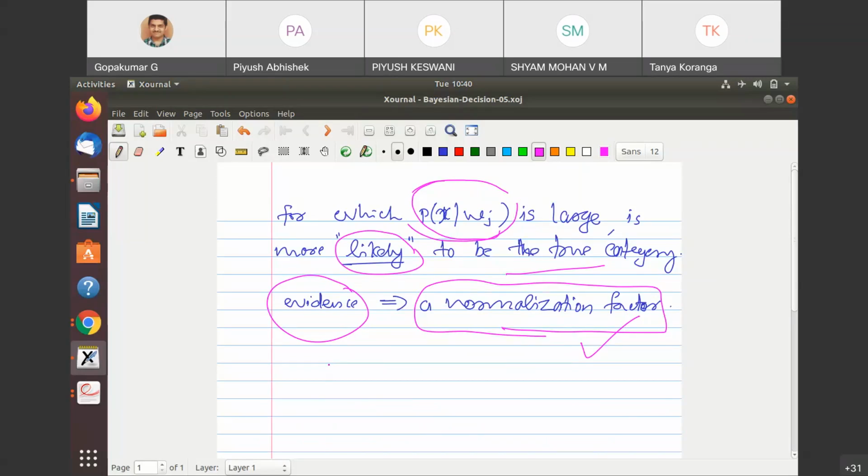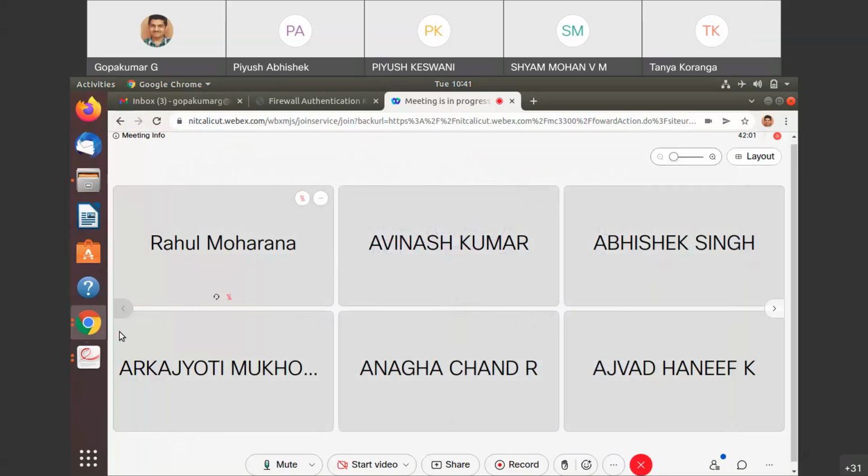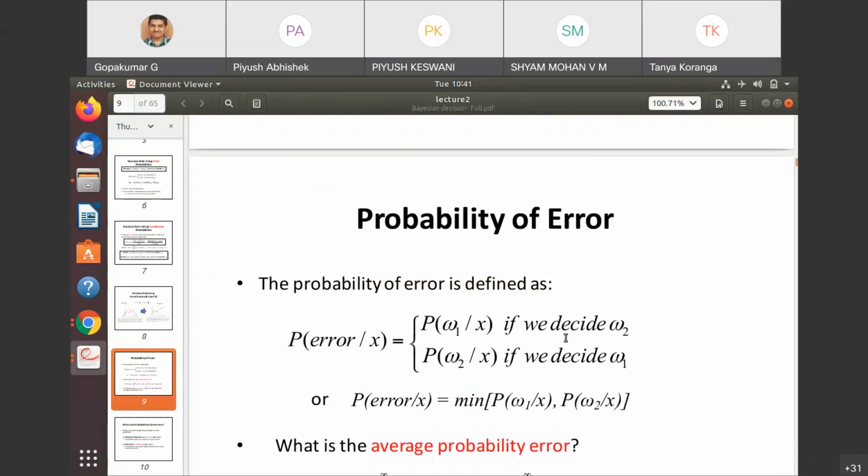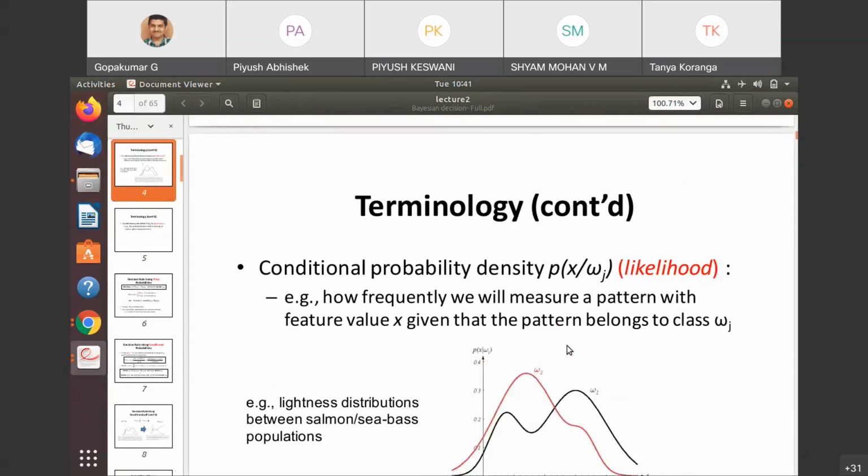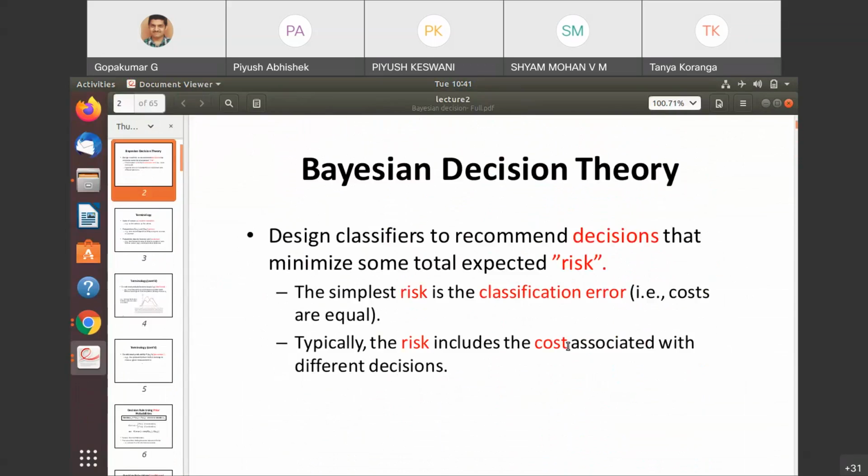Now we'll go to another presentation. The initial slides are going to be almost the same. If you look into Bayesian decision theory, what we are looking at is designing classifiers to make recommendations, that means decisions that will minimize some total expected risk. That is what Bayesian decision theory is all about.